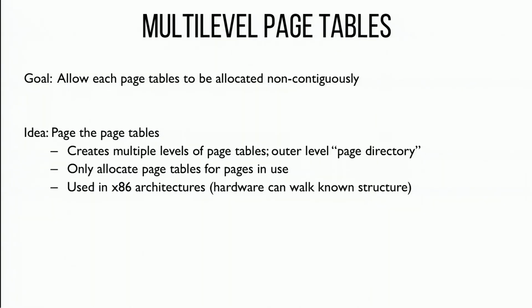So our goal here is we're going to chop up page tables into page-sized units so that we don't have to allocate that whole page table contiguously. And so what this is going to mean is we're going to have a multi-level page table where the outer level points to the page table for the next level. And then we don't have to allocate page tables if we're not allocating the pages that need those translations. So that's pretty nice. And this is what is used in modern architectures, multi-level page tables.